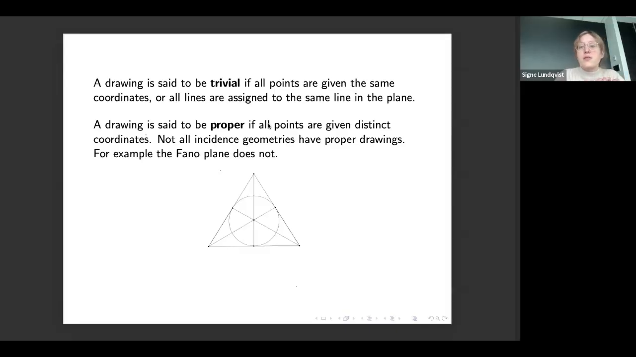So we say that our drawing is trivial if all points are given the same coordinates, or all lines are assigned to the same line in the plane. Those sorts of drawings always exist. You can always just map all of your combinatorial points to the same point, and then map your lines to any line that goes through that point. Or dually, you can assign all your lines to the same line, and map your points to any point on that line. And we say that a drawing is proper if all points are given distinct coordinates, and all lines are mapped to distinct lines.